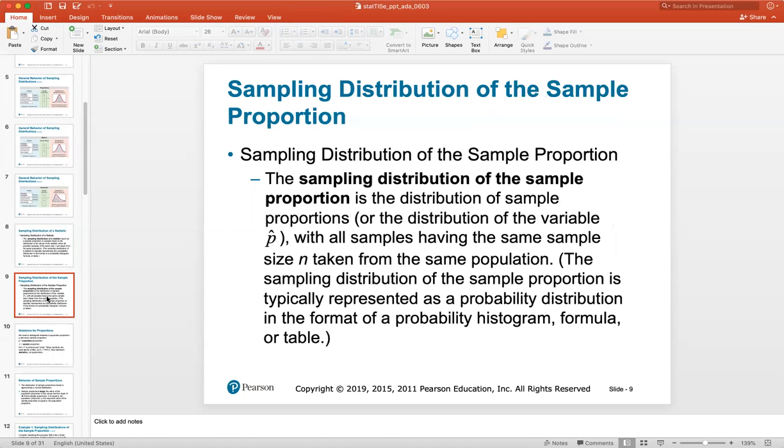Now let's talk about the sampling distribution of the sample proportion. The sampling distribution of the sample proportion is the distribution of the variable p hat, with all samples having the same sample size and taken from the same population. It is typically represented as a probability distribution in the format of a probability histogram, formula, or table.